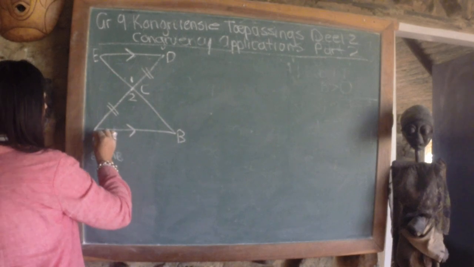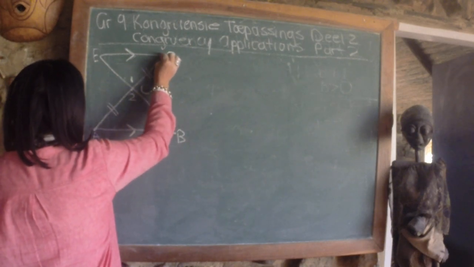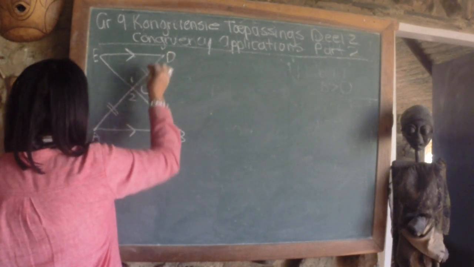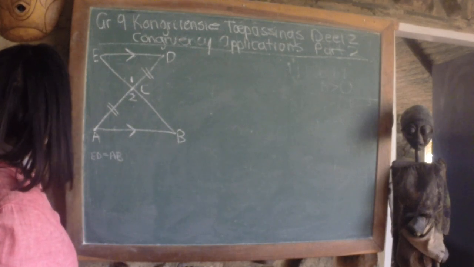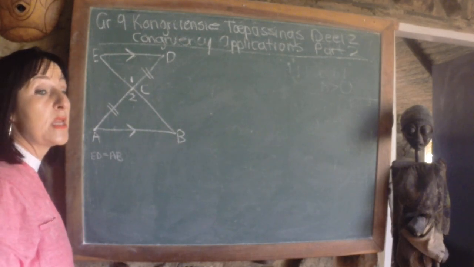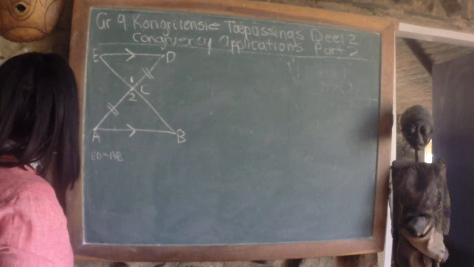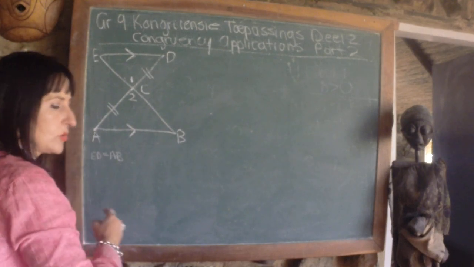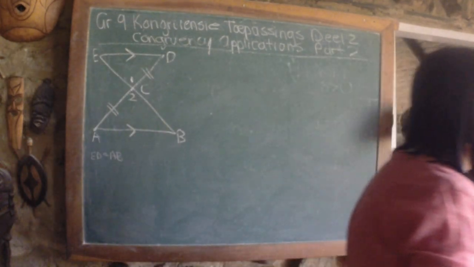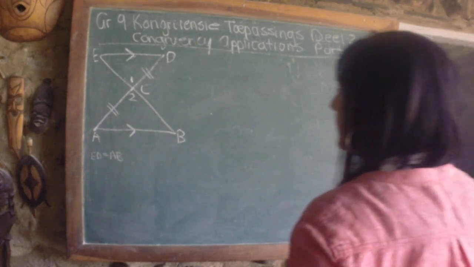We've got two line segments that are equal to each other. Then that's what's been given. So ons kan ook dan as ons wil, kan ons hoeke gaan merk as gelyk.